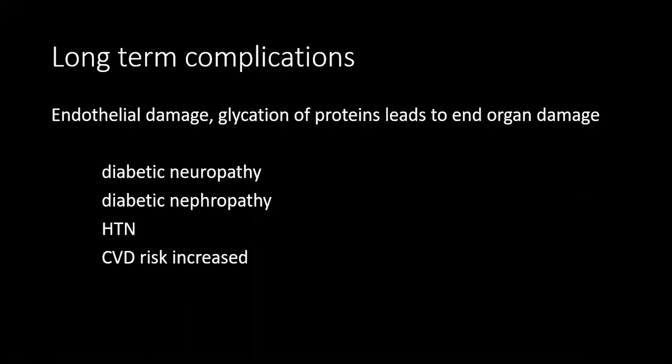So what are the long-term complications of having diabetes? So having high blood sugar causes damage to our endothelium. It causes glycation of proteins and leads to end organ damage. So we get diabetic neuropathy. So you might have seen this with patients who have loss of sensation in the lower extremities. This is due to the neuropathy. We have diabetic nephropathy, which can lead to something like nephrotic syndrome. We get hypertension, and we get increased risk of cardiovascular damage as well.